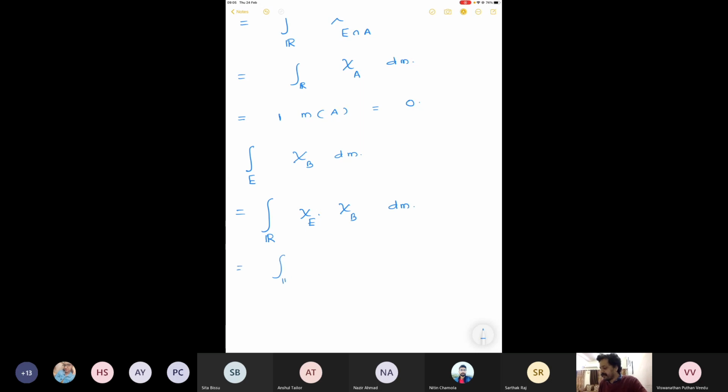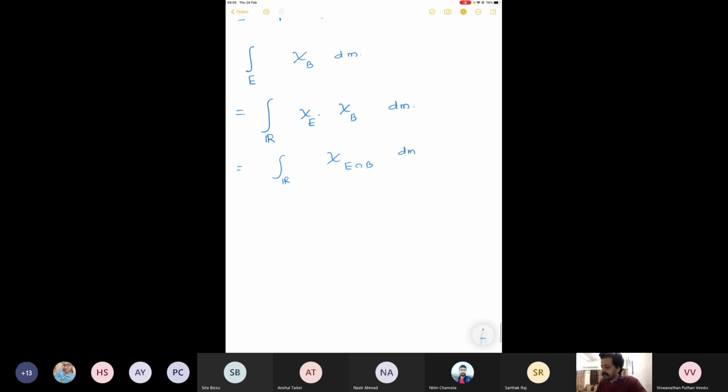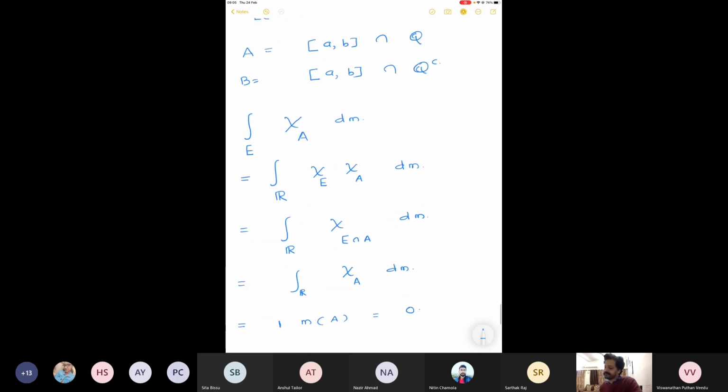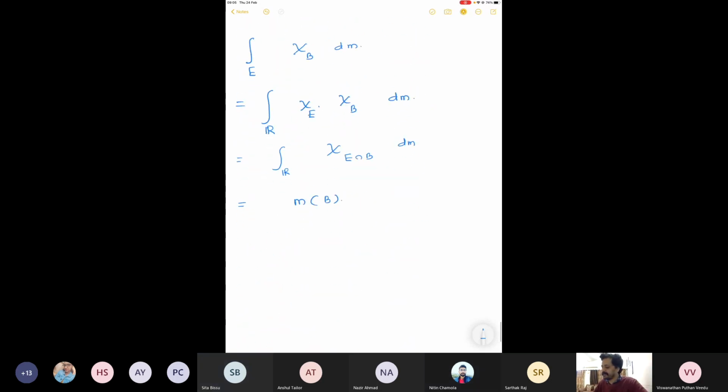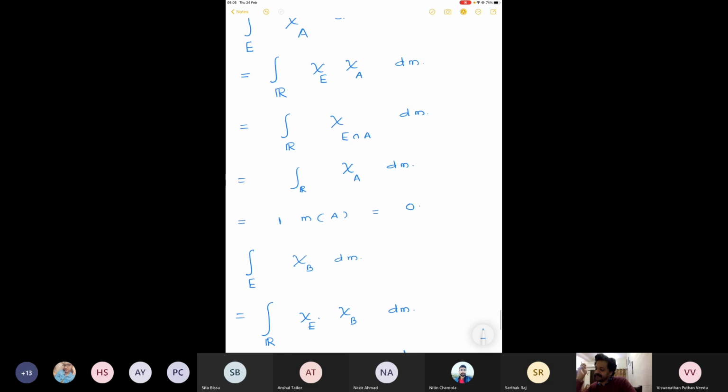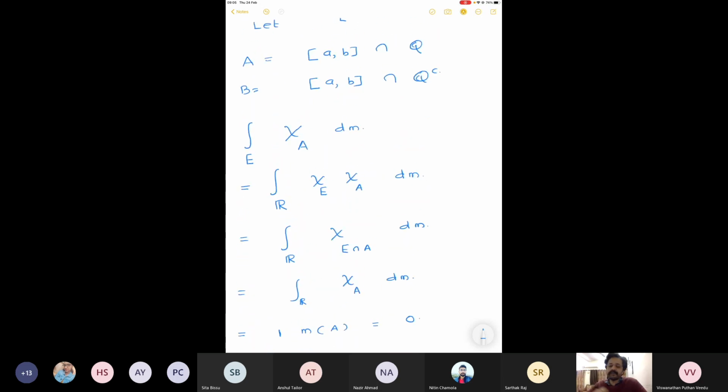That is again integral over R of chi of E intersection B and so on. You will get here it to be measure of B. This will be measure of B. And what is measure of B? B minus A. Yeah. And do you know that chi A and chi B are not Riemann integrable?